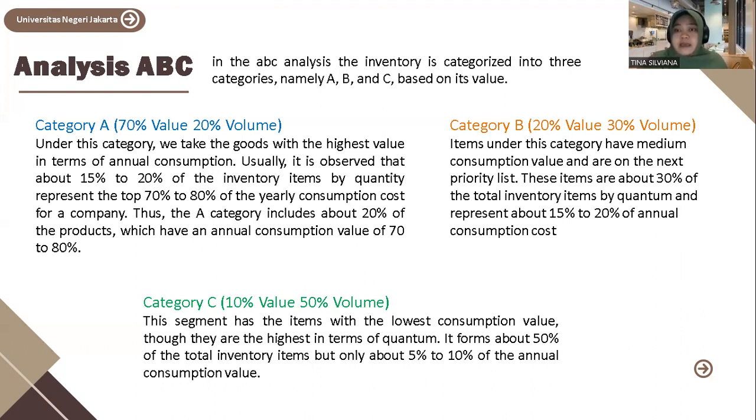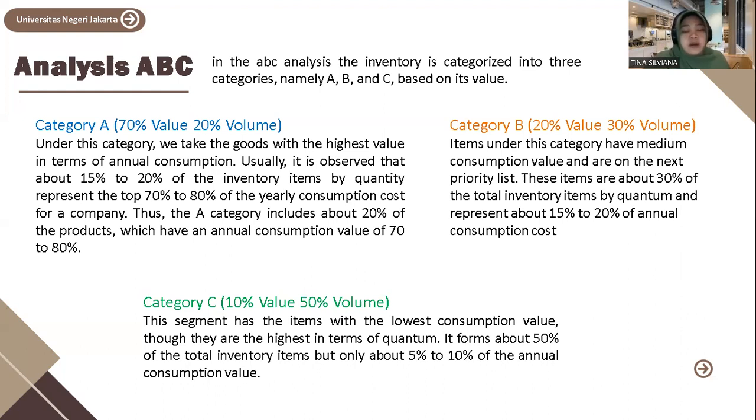Category B, 20% value, 30% volume. Items under this category have medium consumption value and are on the next priority list. These items are about 30% of the total inventory items by quantum and represent about 15% to 20% of annual consumption costs.